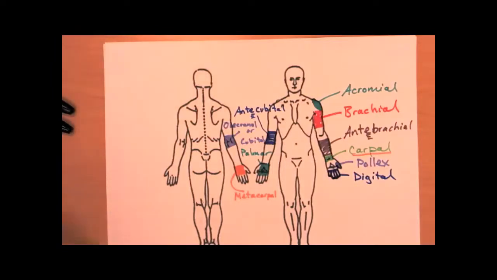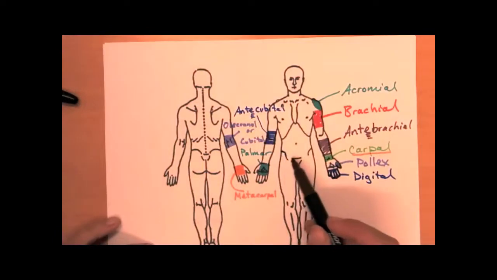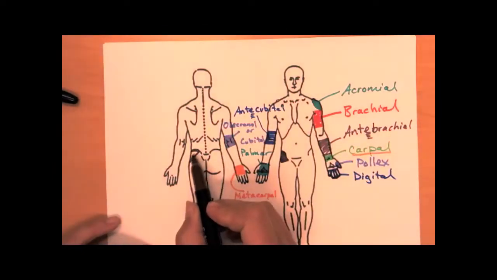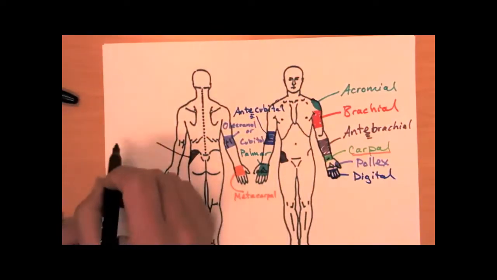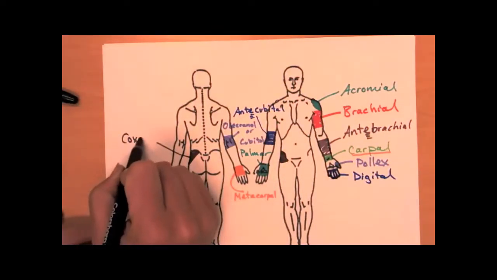Lower limb, the leg or lower extremity. First term is coxal. So coxal is referring to the hip bone, which is called an os coxa or os coxae. So the hip bone itself, right, this is therefore the coxal region.